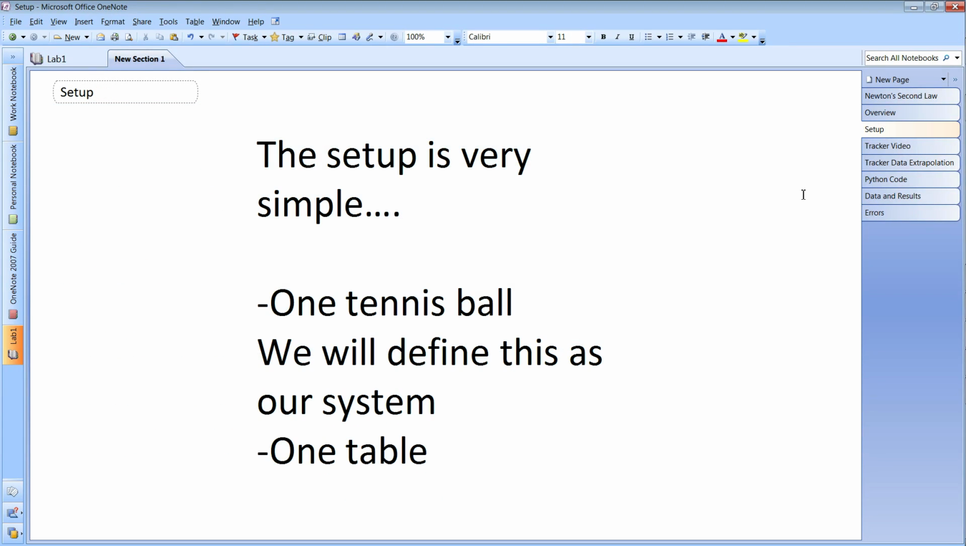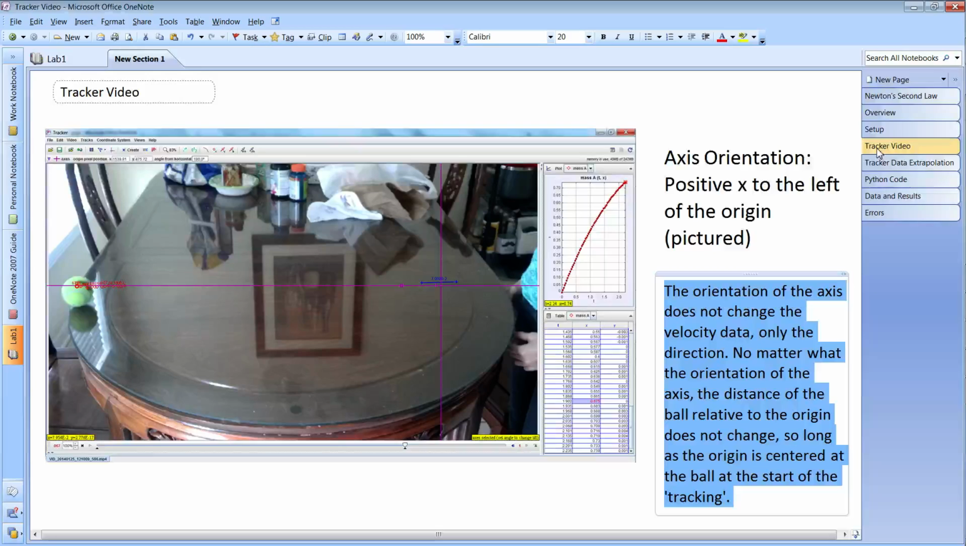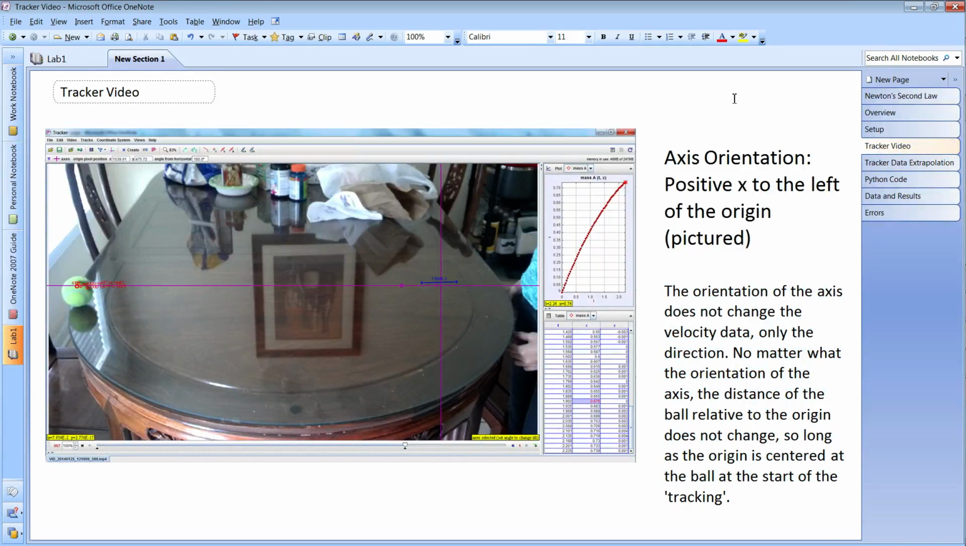Speaking of setup, our setup is very simple. We just need one tennis ball, which we will define as our system, and one table. Here, you can see a screenshot of me loading the video of me rolling a ball across the table into Tracker. Notice the axis orientation. The positive X is to the left of the origin.